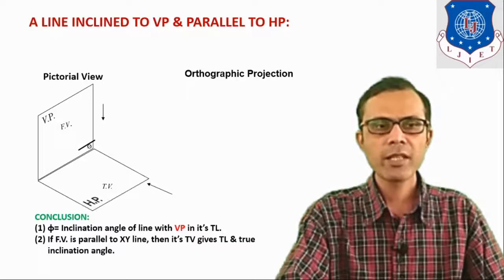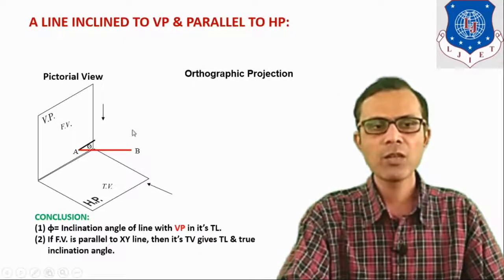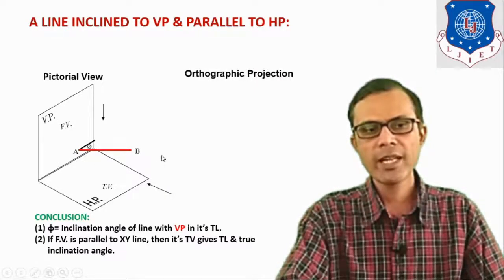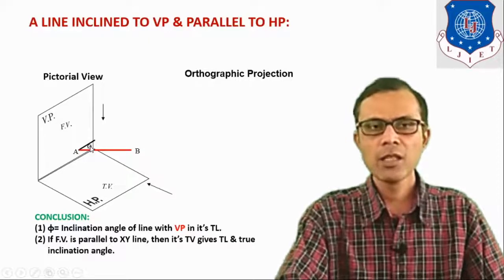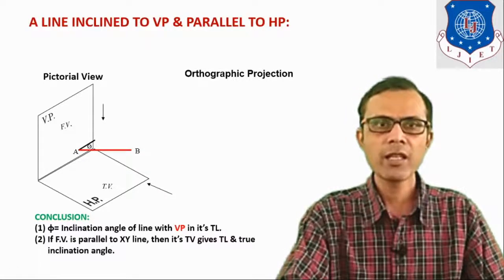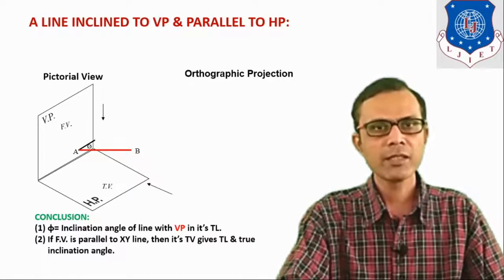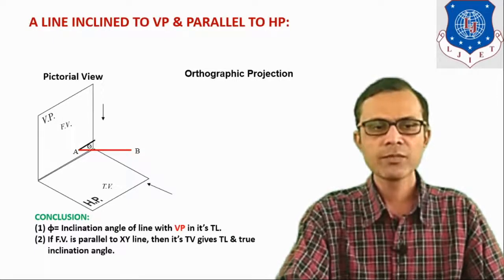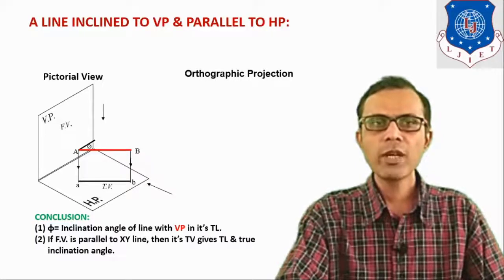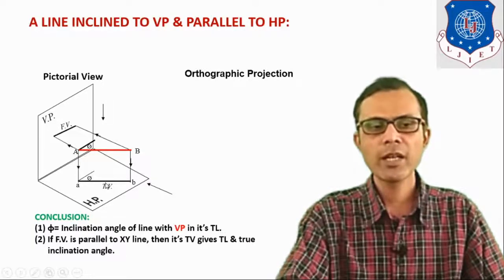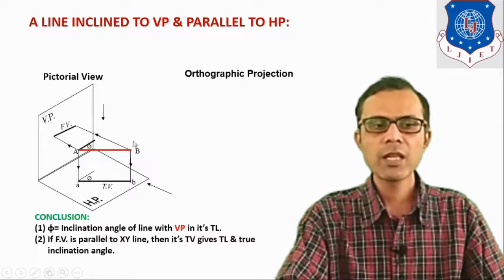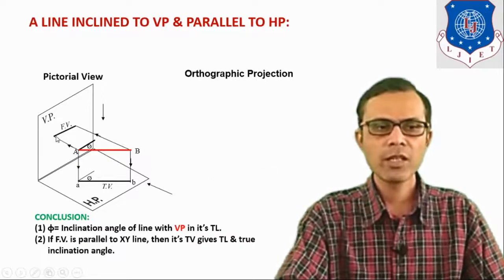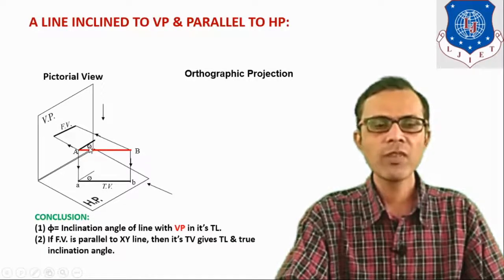The next case is a line inclined to VP and parallel to HP. Here in this pictorial view, you can see this given line AB has some inclination angle with VP, and that inclination angle is always denoted by phi. It is the standard notation. When you look at this line from the top view you get the true length and true inclination angle, but when you look at this line from the front view direction, it looks like this line in the front view with a different length. That length is other than the true length, that is A dash B dash.